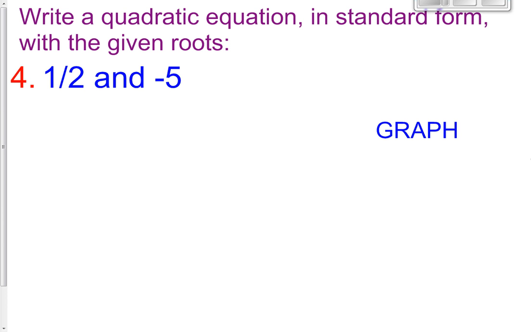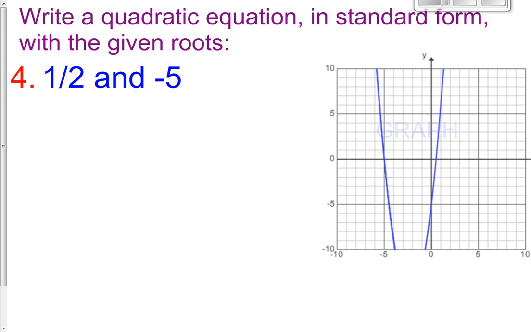So let's look at this first one. Our roots are 1/2 and a negative 5. So when we look at our graph, it crosses at a negative 5 and it crosses at a positive 1/2. There's our negative 5, there's our positive 1/2. So when we say our roots, we say that's what x equals. x equals 1/2 and x equals a negative 5. That's going to be the first step with all these problems, so please write that down.